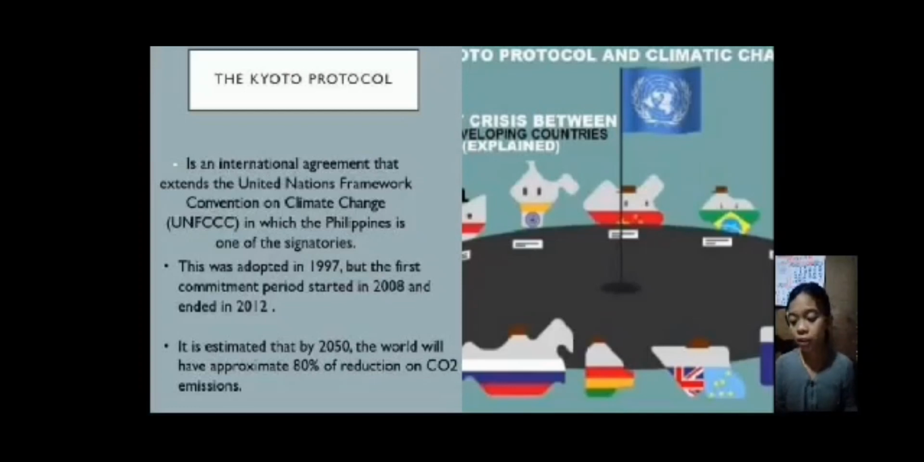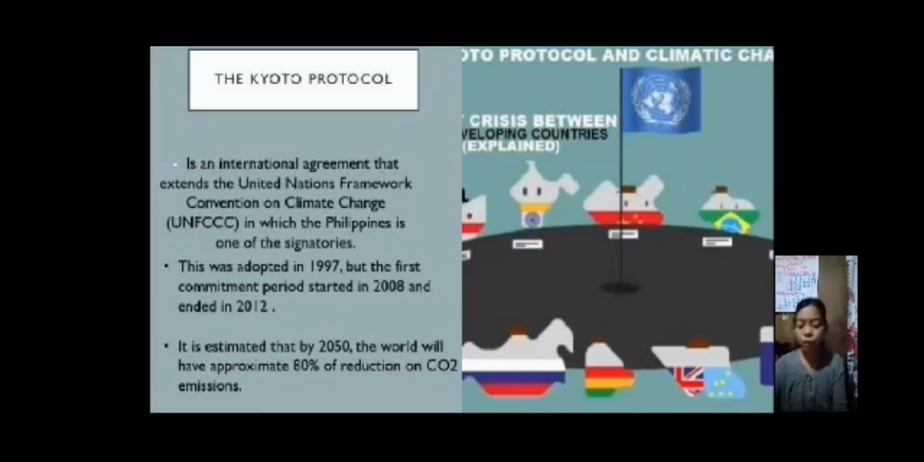The Kyoto Protocol is an international agreement that extends the United Nations Framework Convention on Climate Change, UNFCCC, in which the Philippines is one of the signatories. This was adopted in 1997, but the first commitment period started in 2008 and ended in 2012. It is estimated that by 2050, the world will have approximately 80% reduction in CO2 emissions.